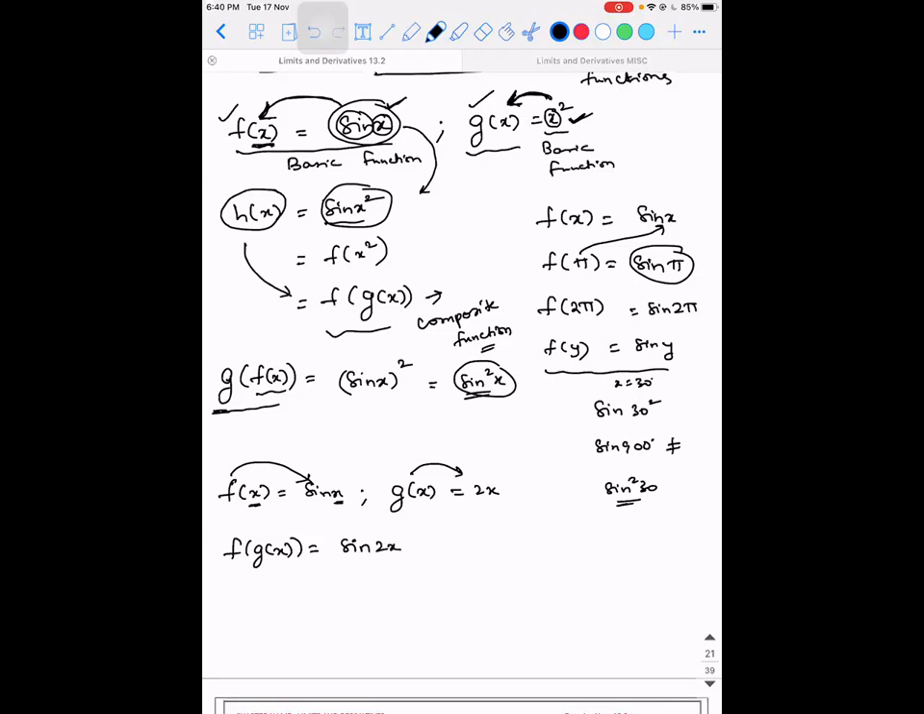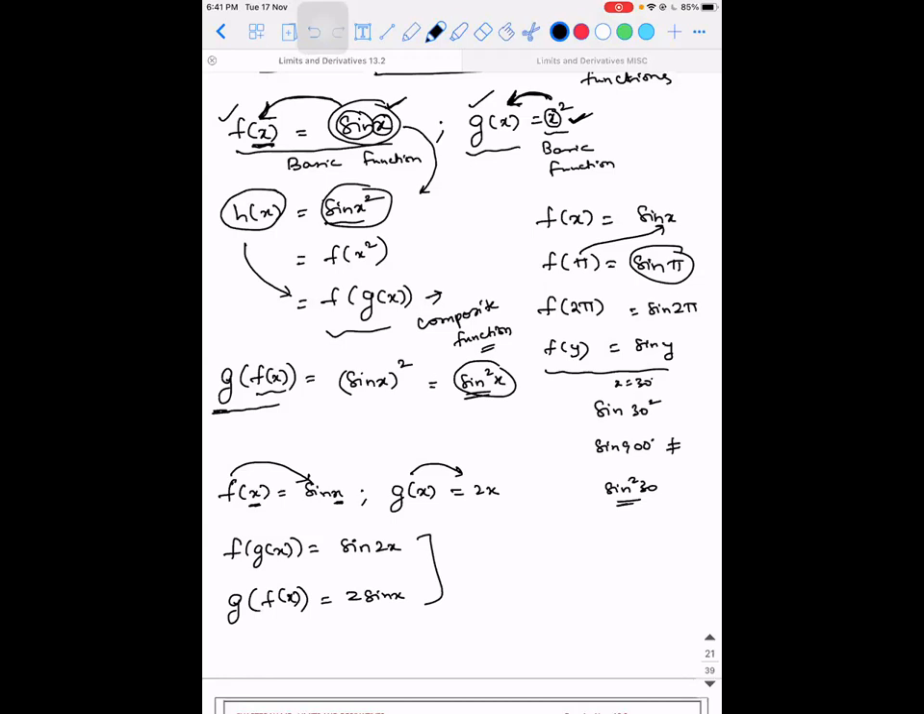That is sin 2x. Similarly, if I ask you a question, g of f of x, what will the answer be? 2 sin x, sir. Very good. Are you able to understand the difference? So these types of functions are called composite functions.